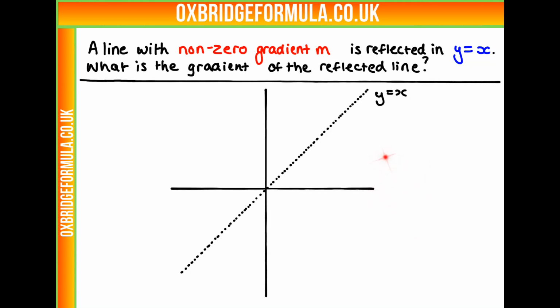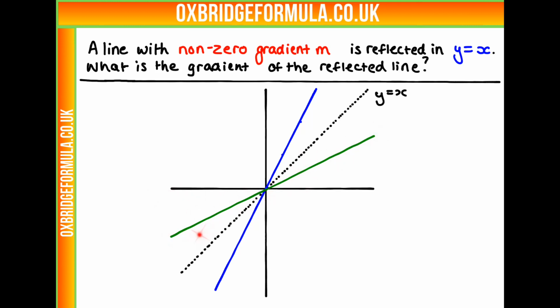Let's test with another line. Let's say we have y equals 2x. So our gradient m is 2. This is what our line would look like. How would this look once it's been reflected in the line y equals x? Well, it'll look something like this. And if we had a proper scale, we could see that this is actually going to be a half.